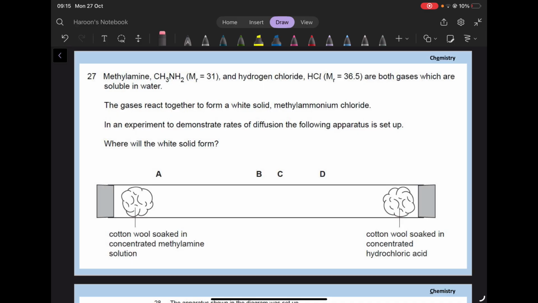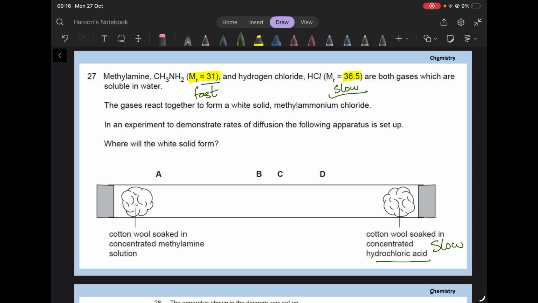Next, we have methylamine. They have given us the mass as well. You can see 31 and HCl 36.5. So although they are very close to each other, still this HCl would be heavier. So this is slow. This is comparatively fast. So whichever is heavier, the reaction would take place closer to that side. So you can see we have HCl over here. This is slow, but it should not be too close to this.